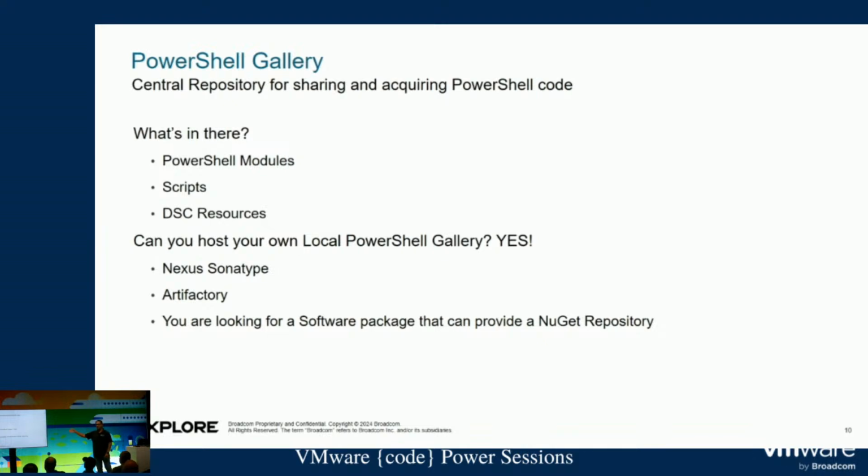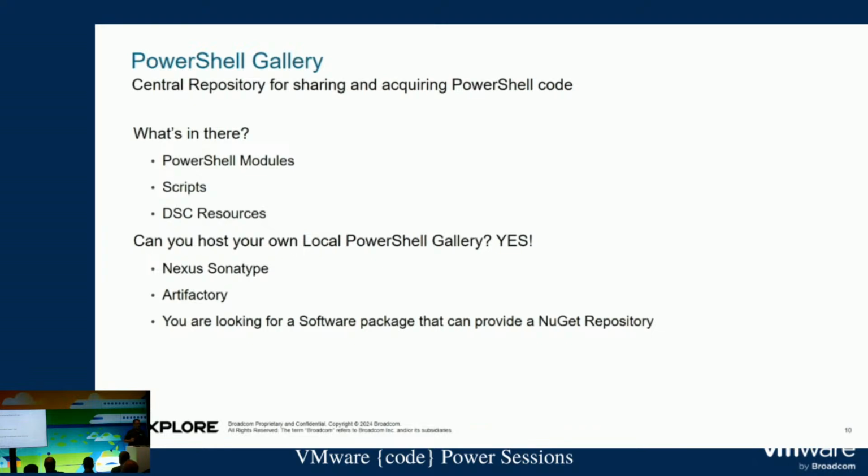Okay, so we obviously have the PowerShell Gallery. That's an internet-facing repository. There's tons of stuff in there: scripts, modules, and DSC resources. Anybody use DSC? It's terrible, don't do it. And then, yes, you can host your own local one. I use Nexus Sonatype. It just provides a web front end and all the things you need to provide a NuGet repository. Artifactory also does it, but you have to pay for that normally. There might be a free tier, but I don't really know a whole lot about it. So Nexus is super easy to set up.